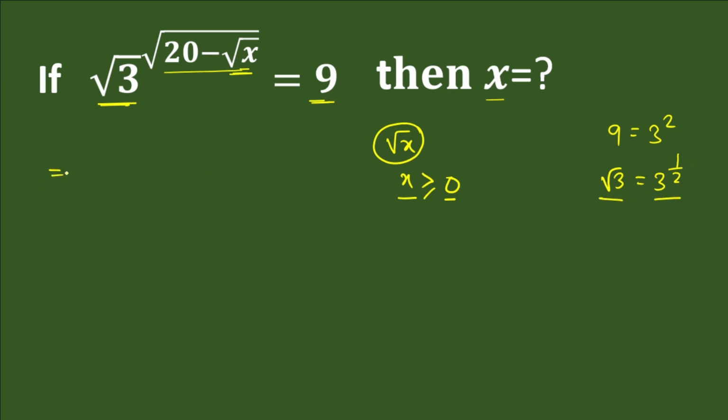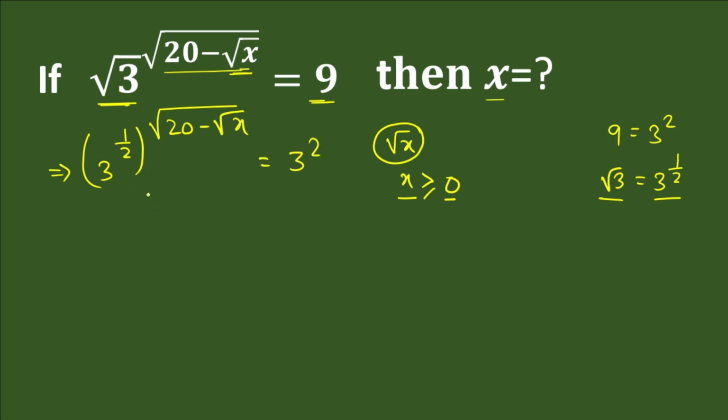So now look here. We'll write 3 to the power 1 by 2, and the whole is raised to the power square root of 20 minus square root x. And in the right hand side, 9 we'll replace with 3 square.